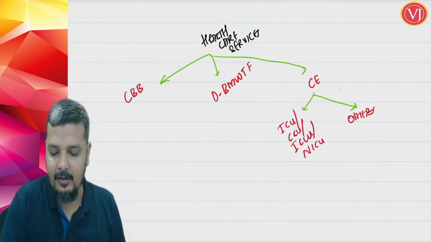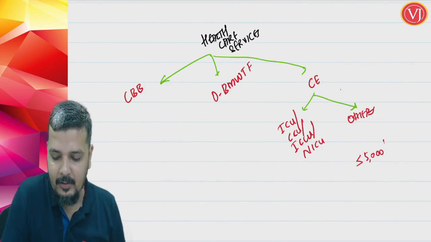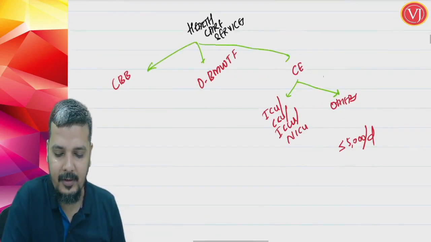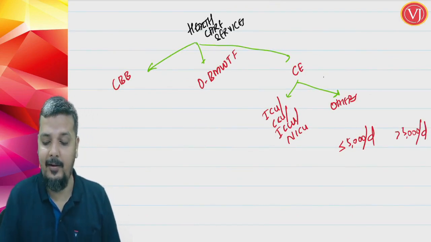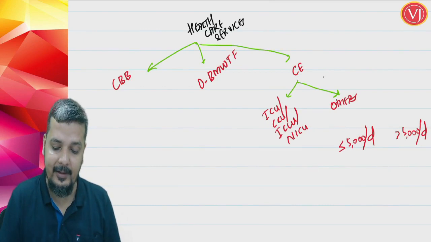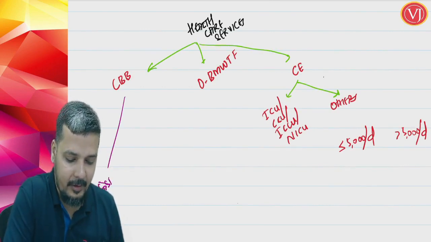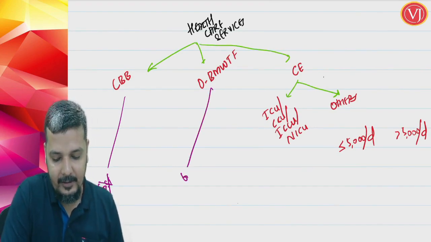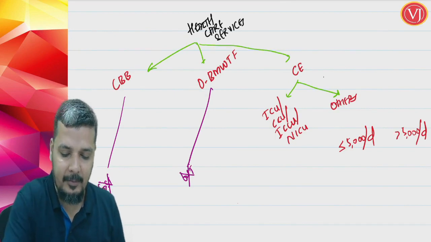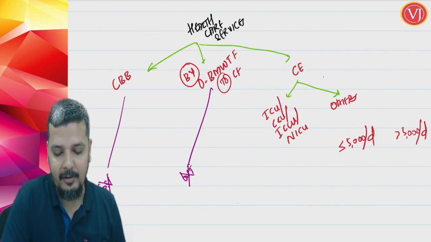Others means you can talk about a scenario where the amount is up to 5,000 per day, or a scenario of more than 5,000 per day. Now you'll see that things have drastically changed. Previously, cord blood bank units were exempt. Services by operators of biomedical waste treatment facility and by clinical establishment were exempt.